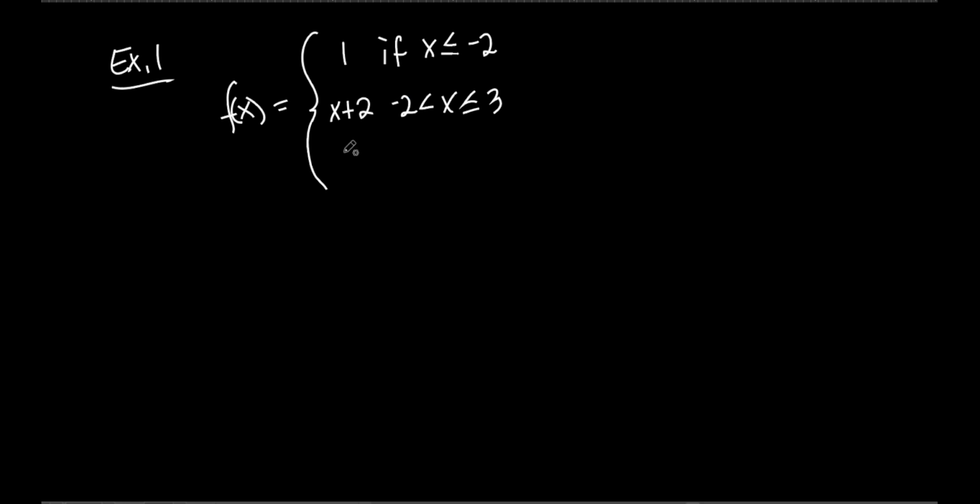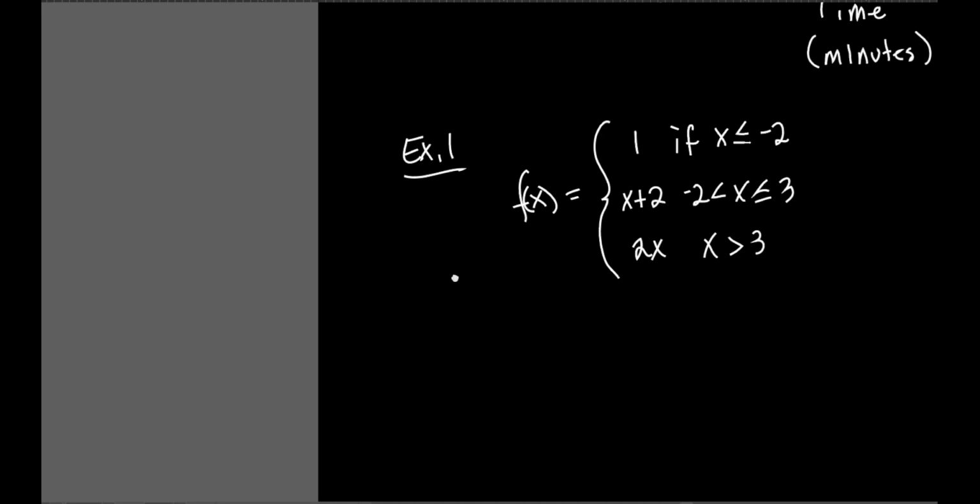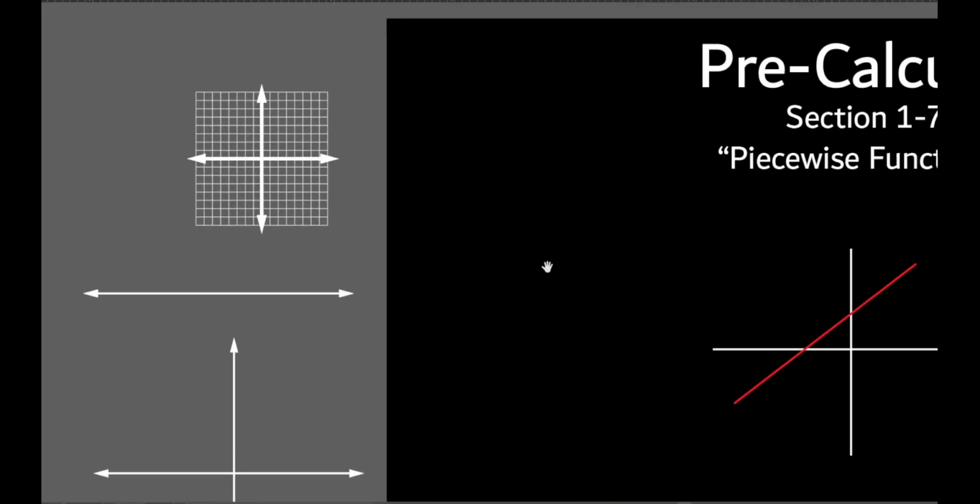And you got one more. F of x equals 2x if x is greater than 3. All right. Let me grab a graph here. I'll get back to that, don't worry.